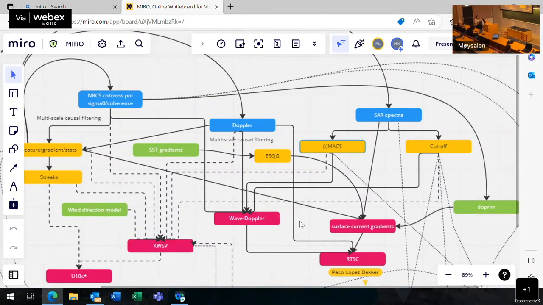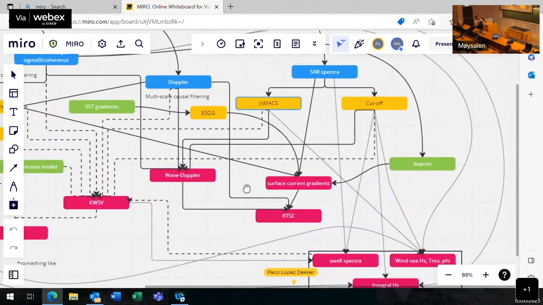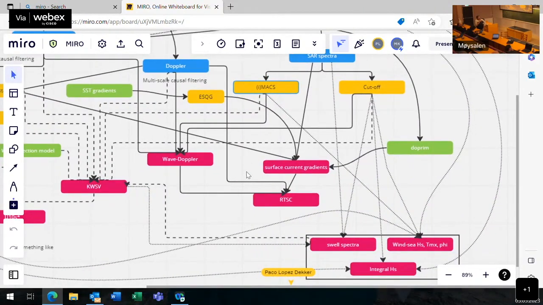So in fact, eventually we are going towards an integrated retrieval of these parameters. So mostly the radial total surface current, the wind stress vector, the kinematic wind stress vector, and for the waves both the swell spectra and the wind sea integrated parameters like significant wave height, mean period and mean direction, and the integral significant wave height.